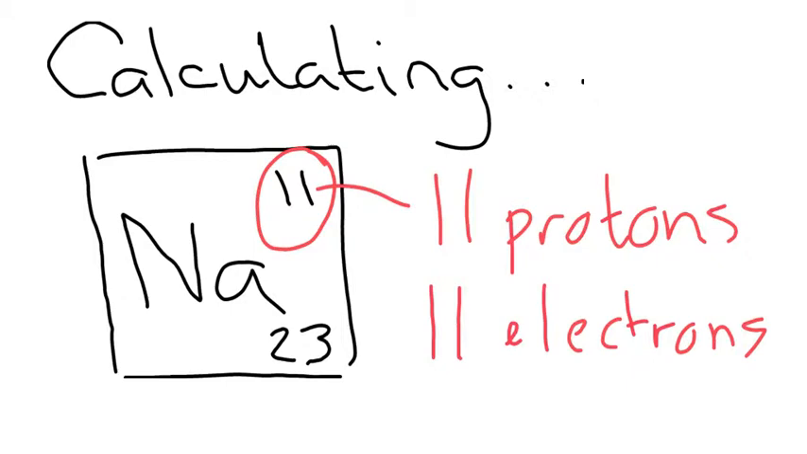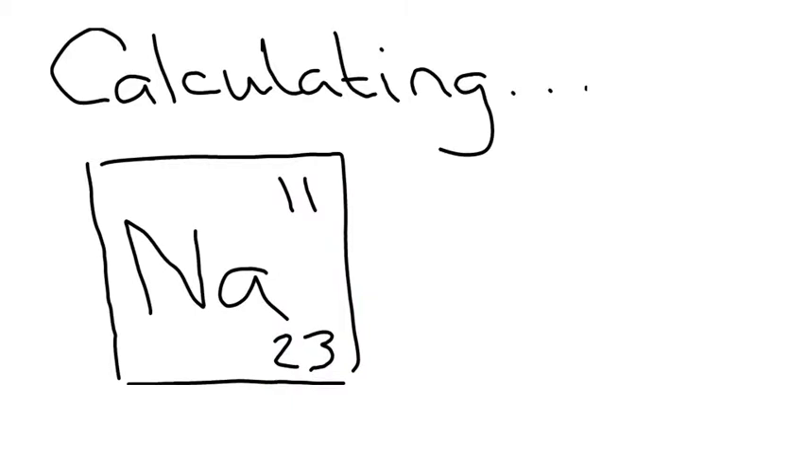However, the mass number can be used to calculate the number of neutrons. So neutrons and calculating neutrons are a little bit more challenging. We know that our atomic number tells us how many protons there are, and because we're talking about a neutral atom where the number of positives and negatives will cancel each other out, it also tells us how many negative electrons we have as well.